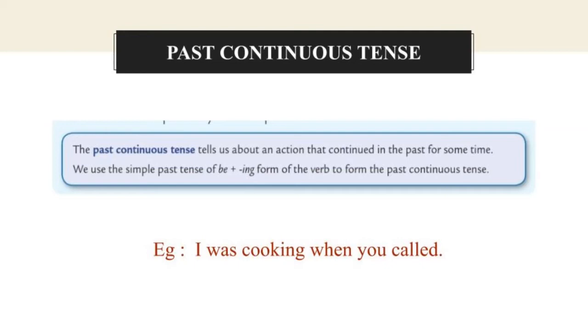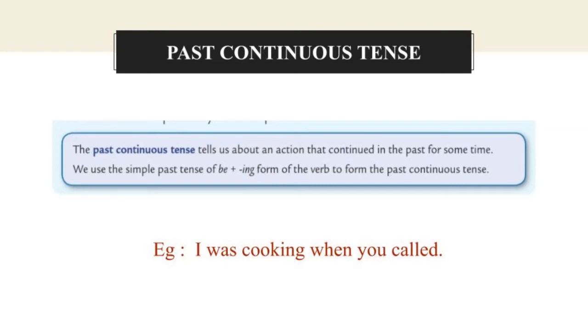Okay, the formula, that means rule. The rule for past continuous is subject plus be plus ing. Be means was or were, plus the ing form of the verb, to form the past continuous tense. Look here, one example is given: I was cooking when you called.